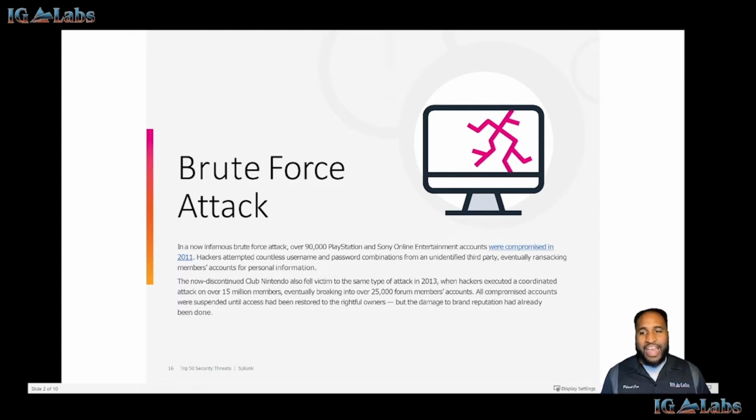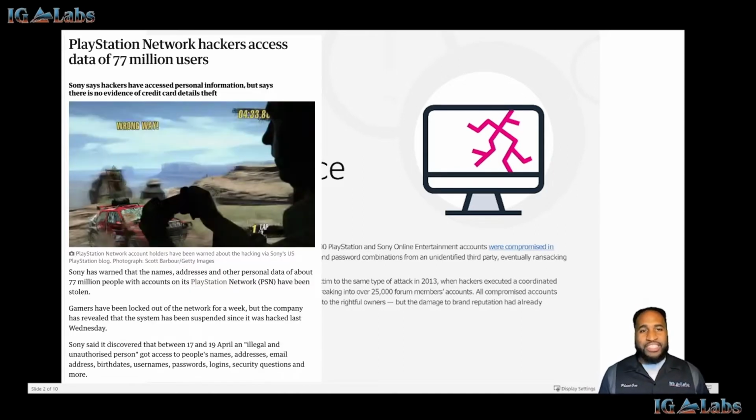And for a brute force attack, it doesn't take much technical experience because people tend to use passwords that are related to their mother's maiden name, maybe their date of birth, their anniversaries, and things like that. An example of a brute force attack was back in 2011, when 90,000 PlayStation and Sony accounts were compromised when hackers used brute force techniques. And that's a lot of accounts for such an attack.